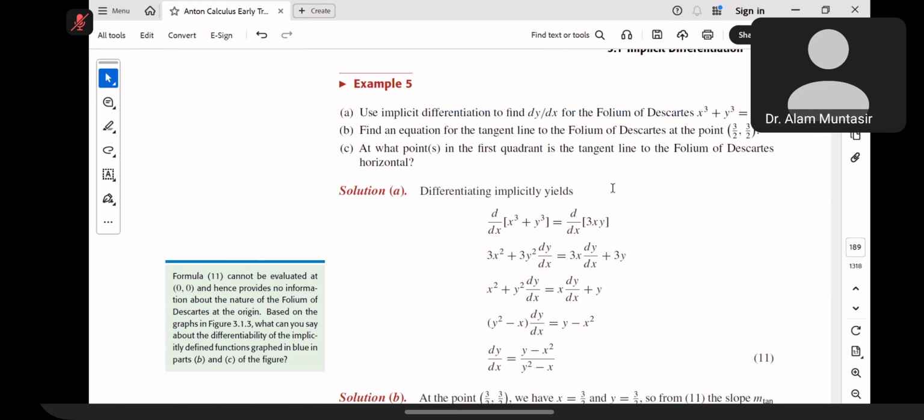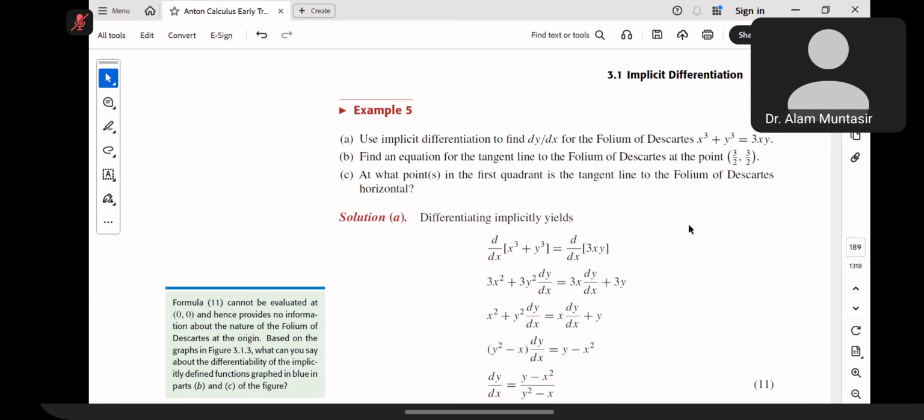And in the third part, at what points or point in the first quadrant is the tangent line to the folium of Descartes horizontal? Okay, one thing I forgot to announce. This is a very special equation. This is a well-known equation which is known as folium of Descartes, x^3 + y^3 = 3xy. And this is also a famous example of implicit differentiation, or you can say implicit function.